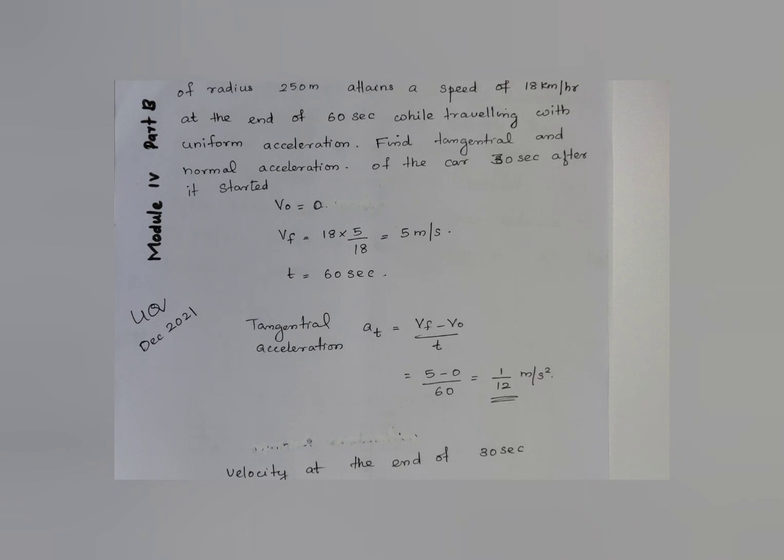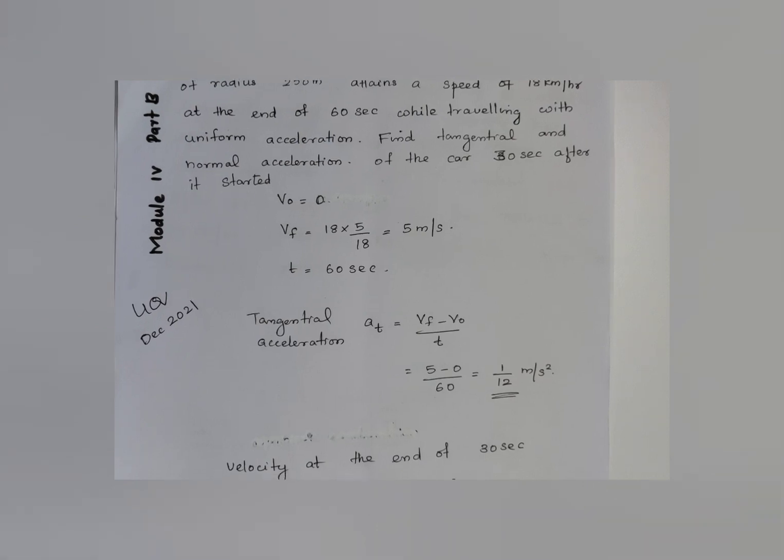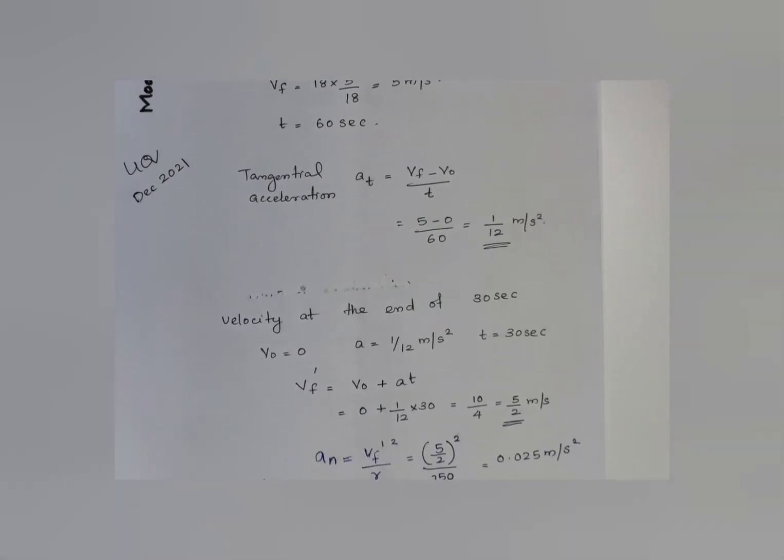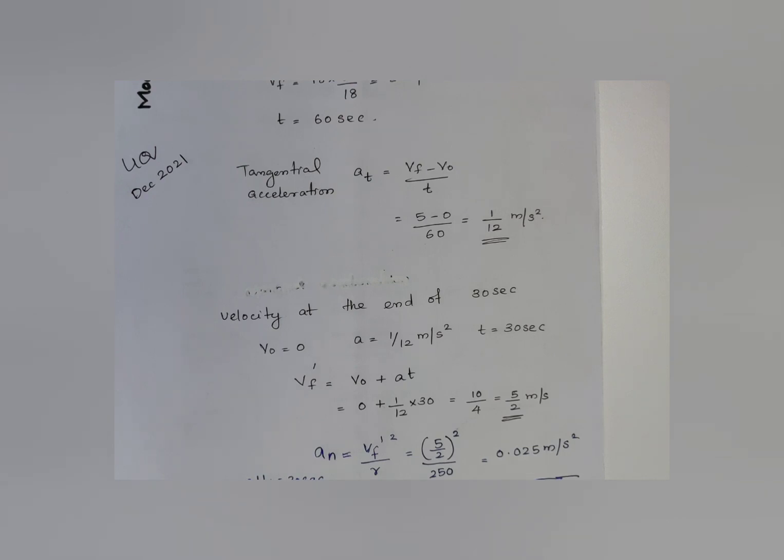So you can calculate the tangential acceleration. Tangential acceleration at is equal to (Vf minus V0) by t, that is equal to 1 by 12. So this is the tangential acceleration during the travel. Now the velocity at the end of 30 seconds you have to calculate, because you have to calculate the normal acceleration, that is changing when the direction changes.